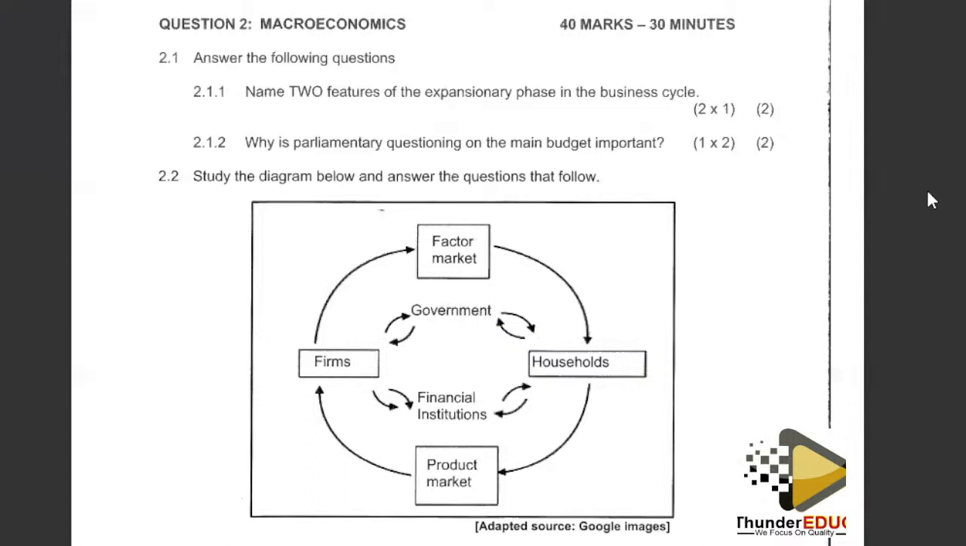So what do we mean by expansionary phase? It means the economy is now taking off from the trough. It is taking off from performing poorly, as economic activities have been performing poorly, towards performing better, or towards the boom. Okay, right, grade 12s. So here, the features can be an increase in GDP, or gross domestic product.